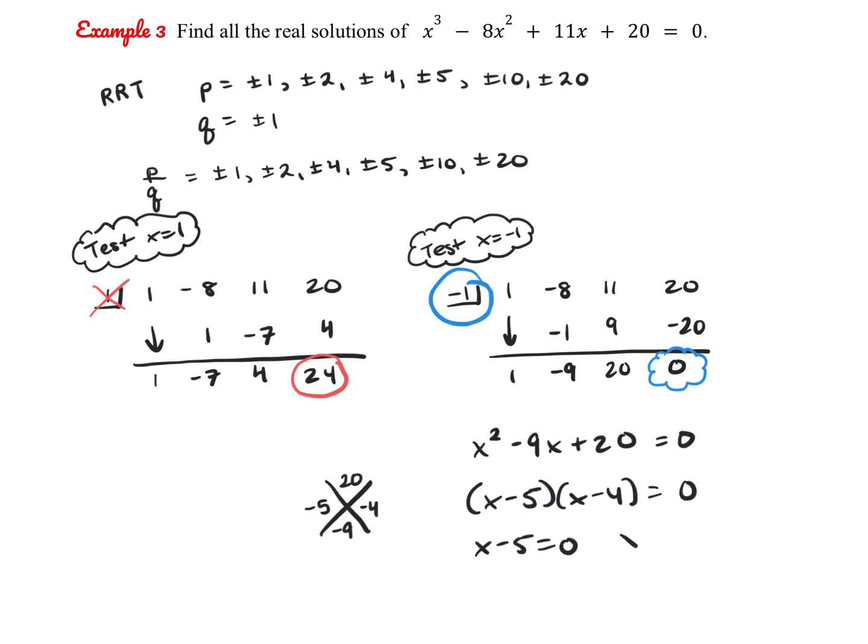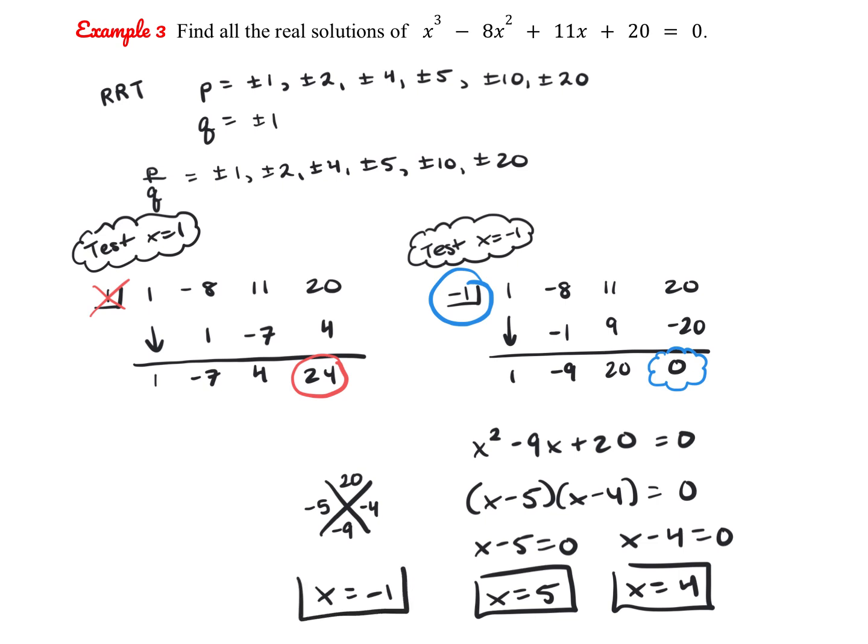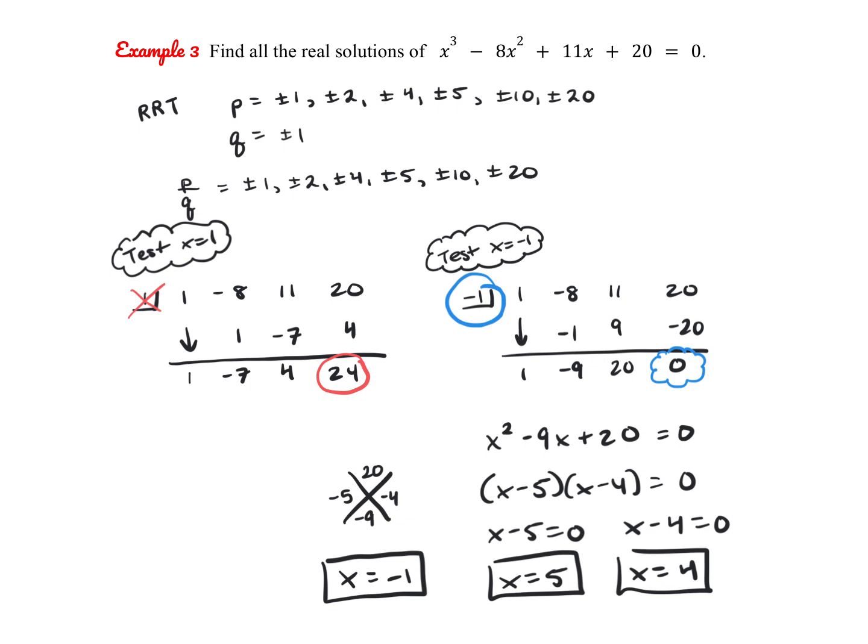And then we can show our zero product property. So we get x equals 5 and x equals 4. And then from up above, we also know that x equals negative 1 was one of our solutions. So here we have 3 solutions, negative 1, 5, and 4. And all of that came from our list of possible answers that we found using rational root theorem.